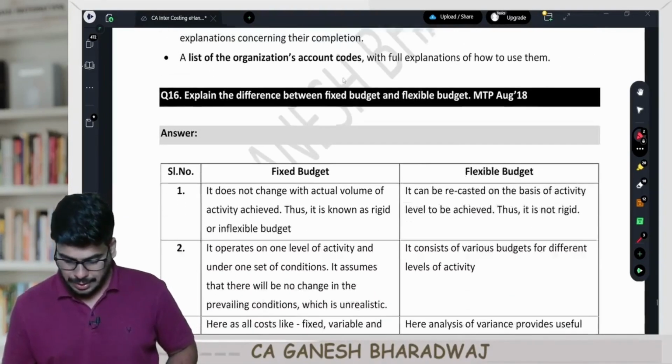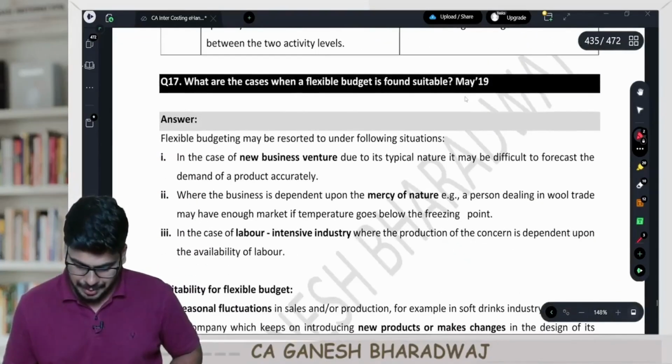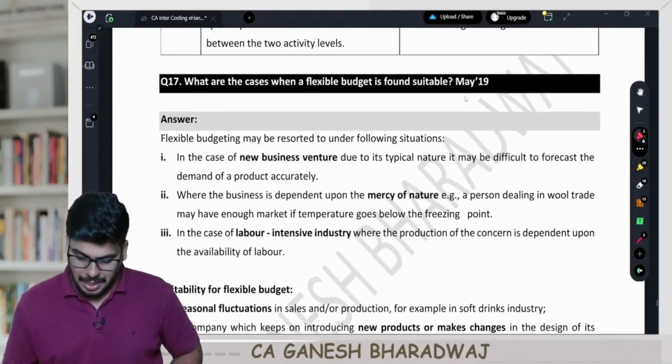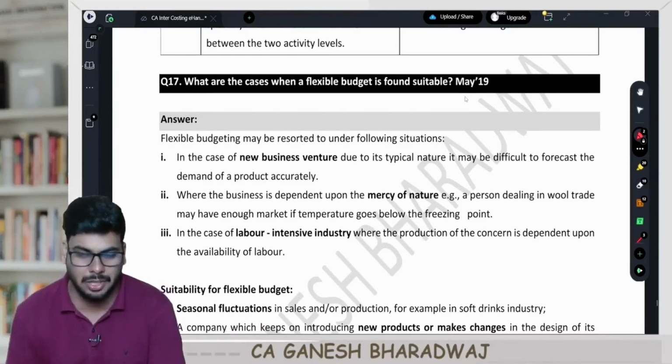See how many theory questions they have asked in this chapter. Fixed and flexible budget. Once again, they have asked it here. Then what are the cases when a flexible budget is found usable? Of course, we all love flexible budget. It's all very much required.